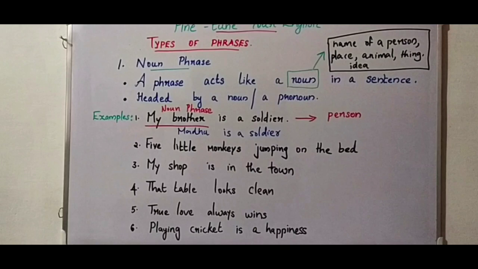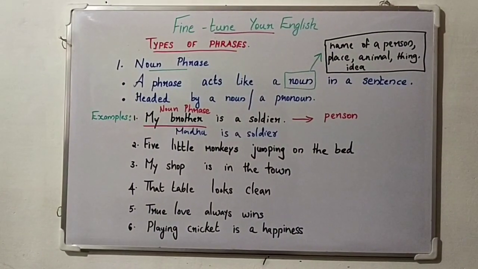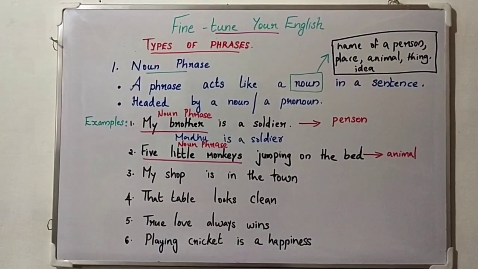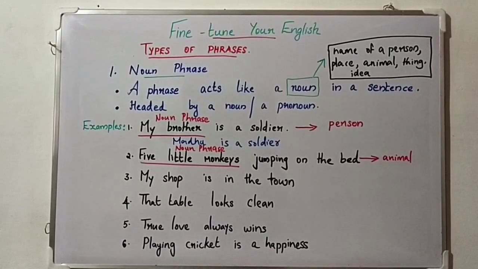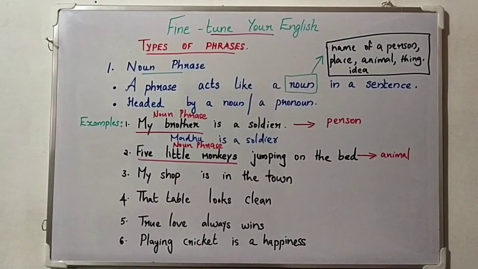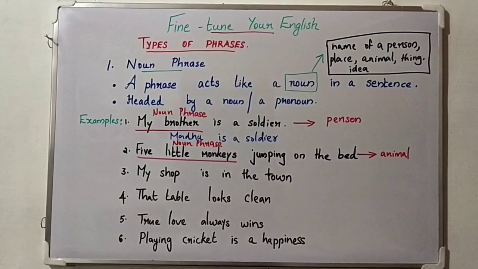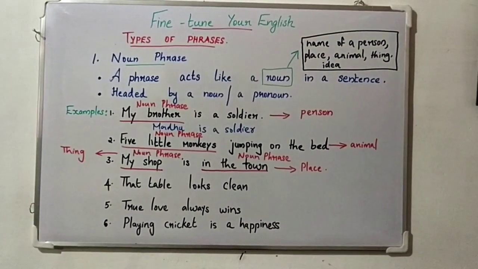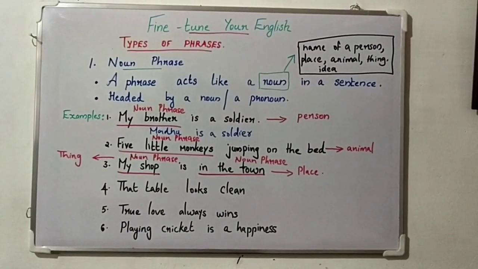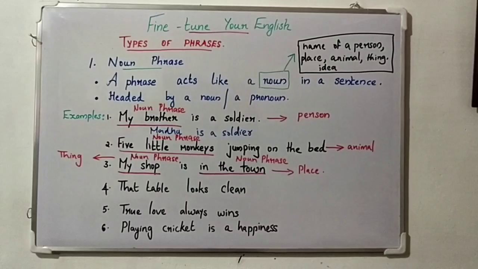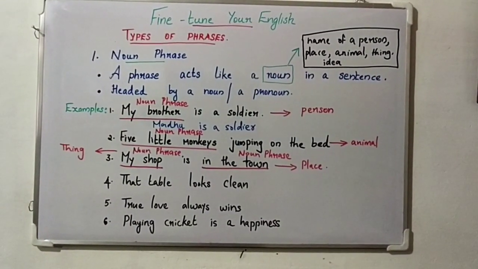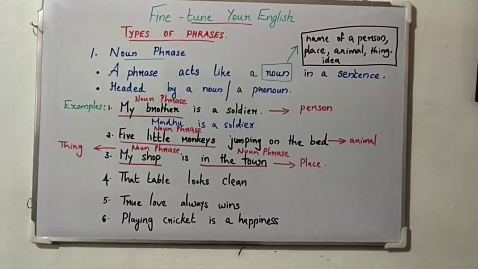See the second example. Five little monkeys jumping on the bed. Here five little monkeys is the subject of this sentence, and it is the noun phrase too. We can see it's a combination of a numeral determiner five, a quantifier determiner little, and the plural form of the noun monkey. So it is the combination of determiners and a noun. And it is referring to a group of animals. So it is the name of an animal.